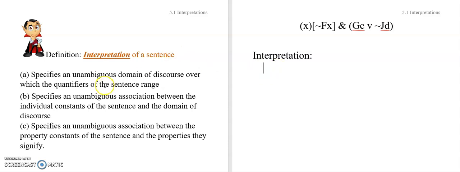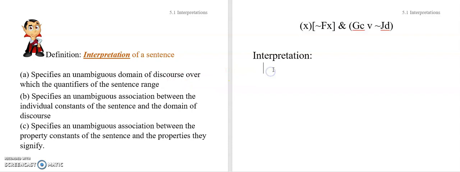Okay? Now, in order to be an interpretation, you have to specify an unambiguous domain of discourse over which the quantifiers of the sentence range. So, if we're trying to provide an interpretation of this sentence here, okay, first thing we have to do is specify an unambiguous domain of discourse. What I mean by unambiguous is it has to be precisely clear so that there's no question over what's in the domain and what's not, okay?